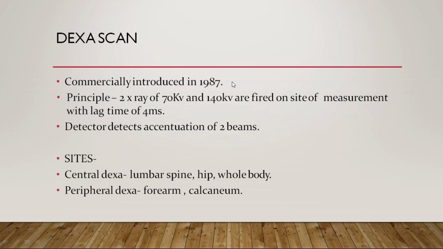It was introduced in 1987. There will be two beams, that's why it's called dual energy X-ray absorptiometry. Two beam detectors will be there, with 70 kilowatts and 140 kilowatts measurements. That's why it's called a DEXA scan. The most common sites for central DEXA are the lumbar spine or hip. Peripheral DEXA means they will go for the radius, that is the forearm radius, or the calcaneum region.